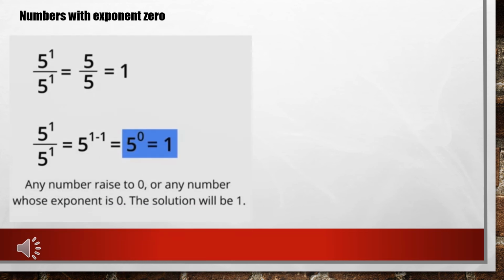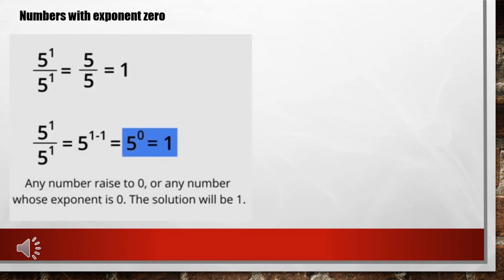Numbers with the exponent 0. Can you tell what 5 raised to 1 by 5 raised to 1 equals to? You know that 5 raised to 1 is 5 and 5 by 5 is equal to 1. We got the answer as 1.